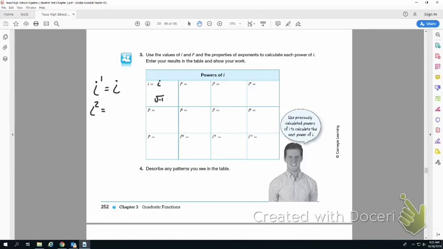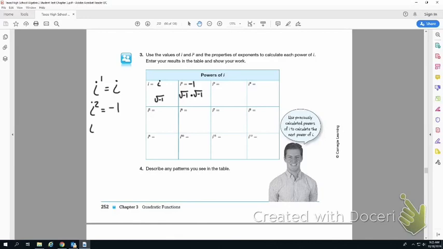Alright, so i squared, we said was what? What did we write up top above this table? It's negative 1. Because if you have i squared, that means you have the square root of negative 1 times the square root of negative 1, which is just going to give you whatever's underneath the square root.